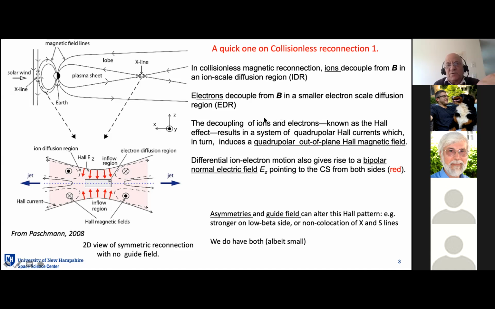So when we want to show that we are crossing the IDR, we will look for this Hall structure and also the breaking of the frozen-in condition. Of course, asymmetries and guide field can alter this Hall pattern. And this is a long, long story. For example, the fields can become stronger on the low beta side. Now, although we are in the tail, we do have some asymmetry and a small guide field. And interestingly enough, we shall be able to see these alterations of the Hall pattern very clearly too.